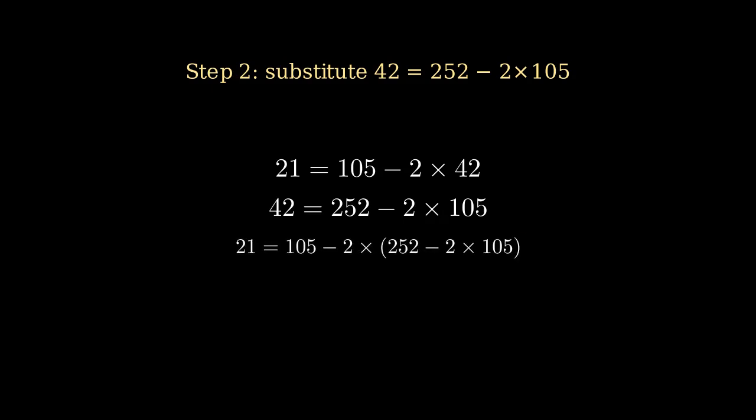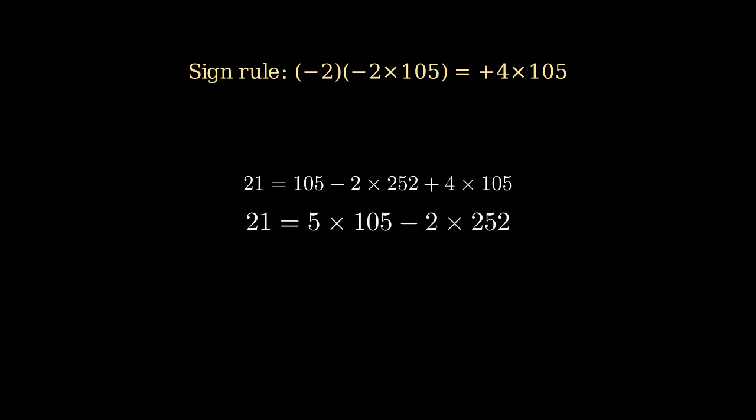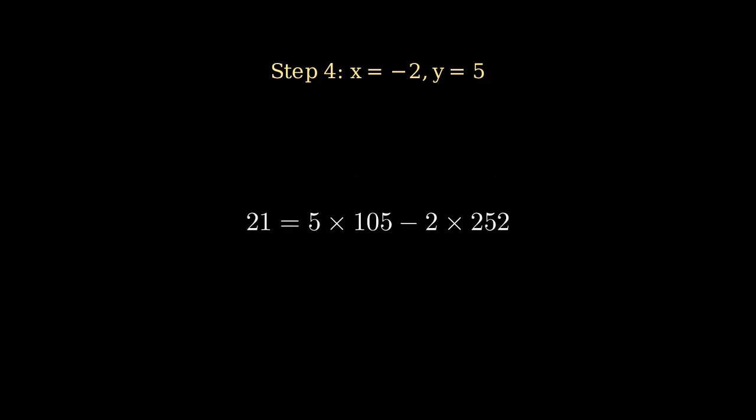Substituting this in, 21 equals 105 minus 2 times (252 minus 2 times 105). Step 3, expand this out carefully. 21 equals 105 minus 2 times 252 plus 4 times 105. Combining the 105 terms, 21 equals 5 times 105 minus 2 times 252. Step 4, reading off the coefficients. x equals negative 2 and y equals 5. These satisfy the equation 252 times x plus 105 times y equals 21.